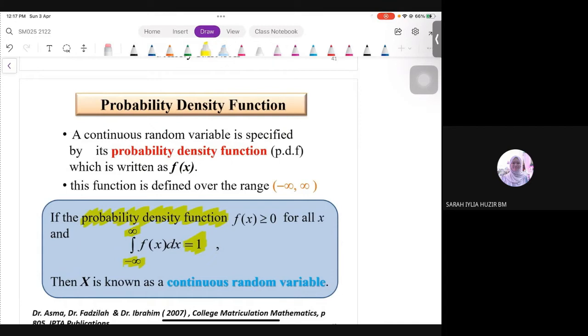So maksudnya kat sini kalau soalan tu suruh kita buktikan this is actually probability density function, kita kena integrate semua function yang ada in the range of negative infinity up to positive infinity and our final answer must be 1. So kalau dapat 1, it's proof. Kalau tak dapat, maksudnya dia bukan.